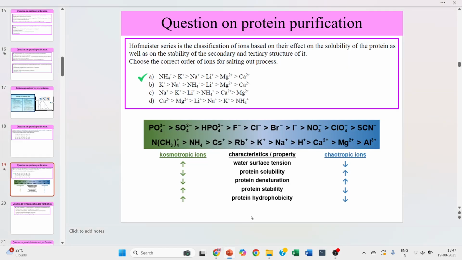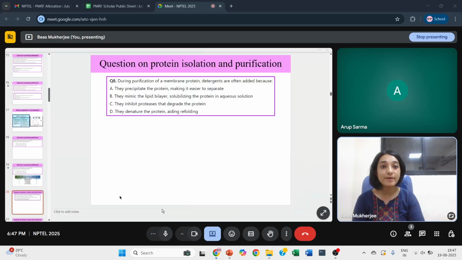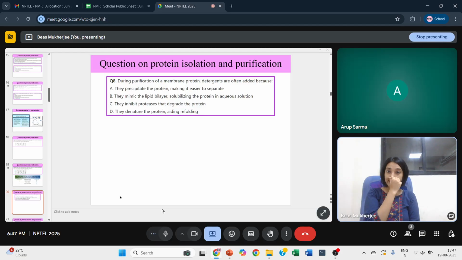Okay. Now, during purification of a membrane protein, detergents are often added. That is because A, they precipitate the protein, making it easier to separate. B, they mimic the lipid bilayer, solubilizing the protein in aqueous solution. C, they inhibit proteases that degrade the protein. And D, they denature the protein, aiding refolding.